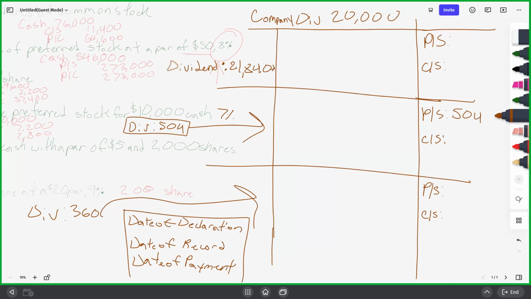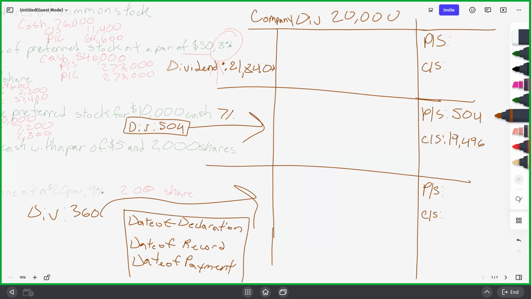Yep, the difference between 20,000 and 504. So common stock gets the full 19,496. So that's how to do that part. Do y'all have a good understanding of how to do the journal entries, or do you want to go through that as well? Let's go through it. All right.